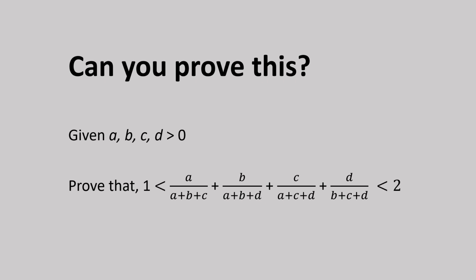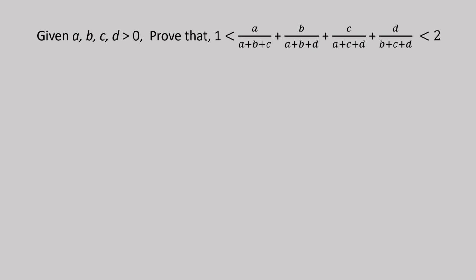Given that a, b, c, and d are greater than 0, prove that the following expression is greater than 1 and less than 2. Okay, now I'm getting started with the solution. If you want to try it on your own, pause the video right here and try it out.